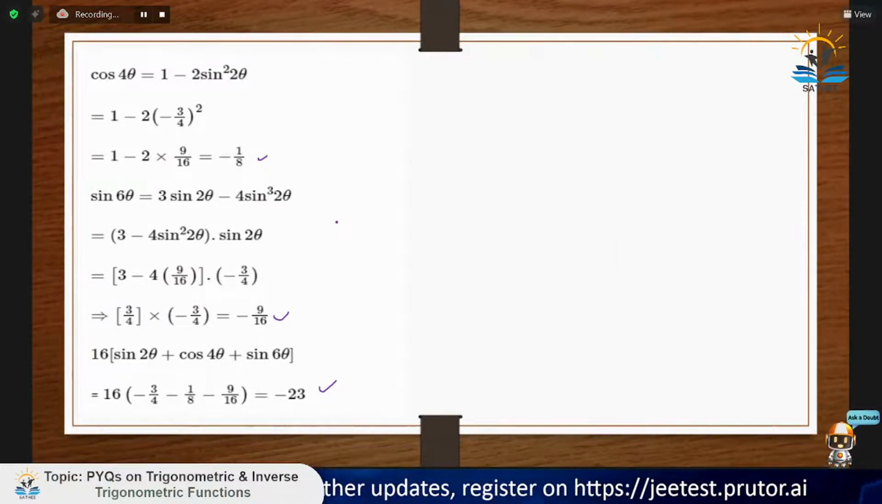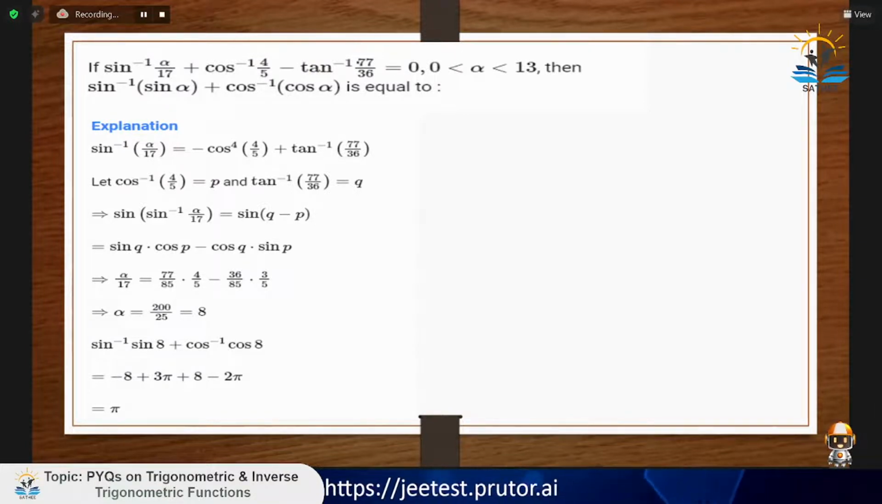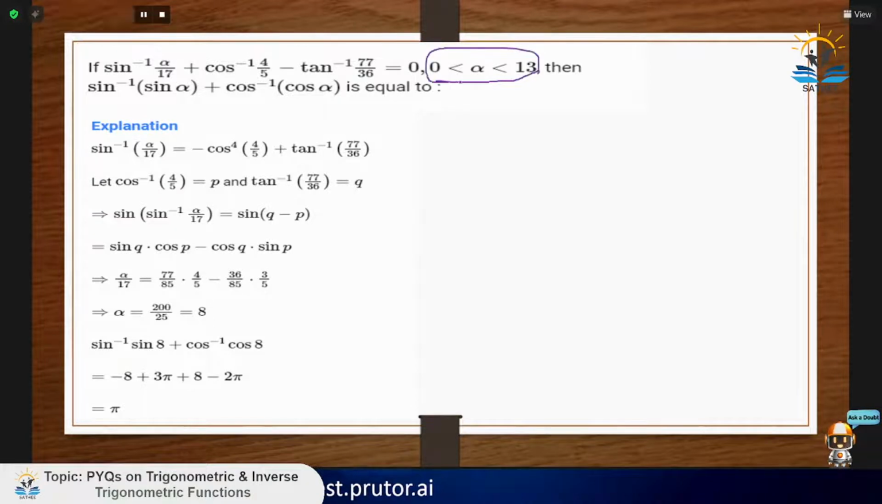Now moving on to the next one. If sine inverse alpha upon 17 plus cos inverse 4 upon 5 minus tan inverse 77 upon 36 is equal to 0, where alpha is between 0 and 13, then sine inverse of sine alpha plus cos inverse of cos alpha is equal to how much?